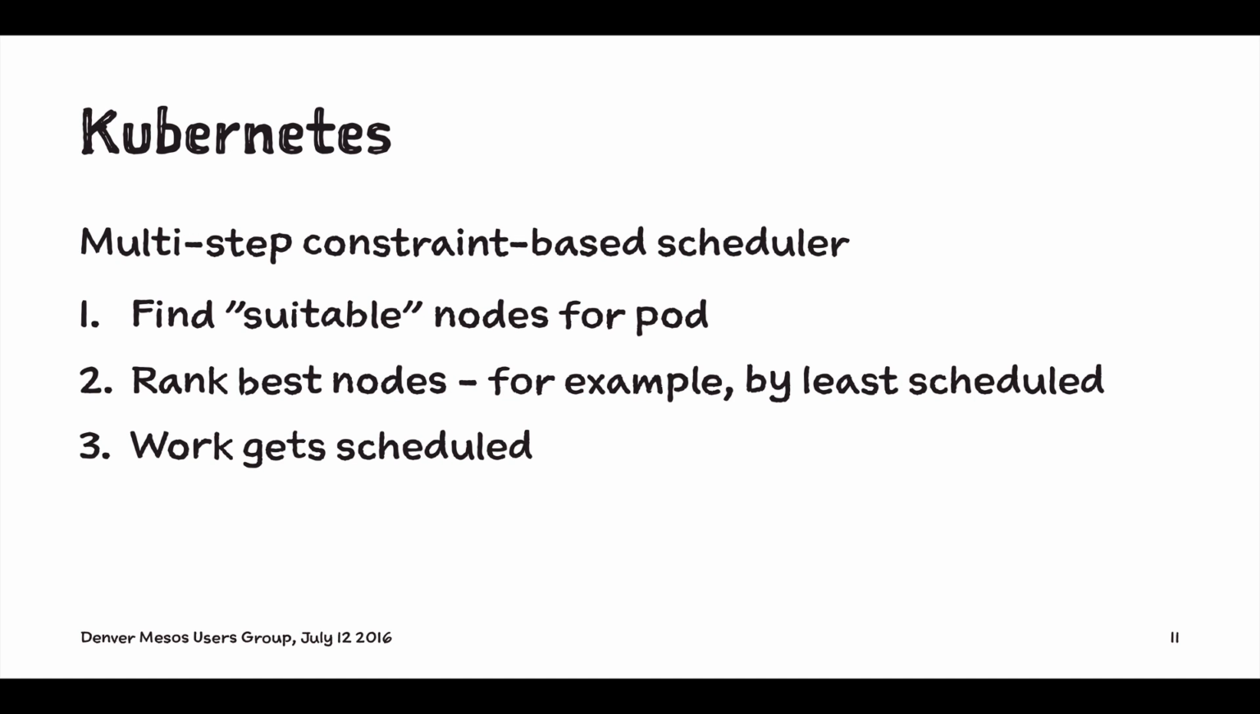And Kubernetes is different. It's what I'm calling a multi-step constraint-based scheduler. Now this is my phrasing of this, and there might be a better way to do it, but based on my reading and experience with this, multi-step constraint-based scheduler is not a bad way to put it. So the first thing it does when you get a job, like when I ran kubectl run, is we'll try and find the suitable nodes for a given pod. And after we find the suitable nodes, we'll rank the best nodes.